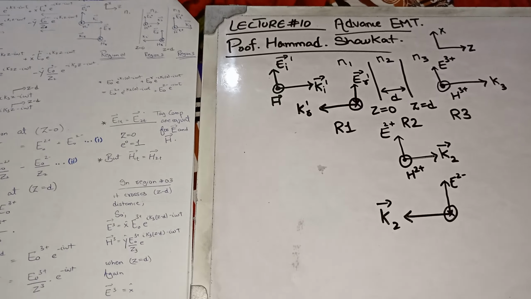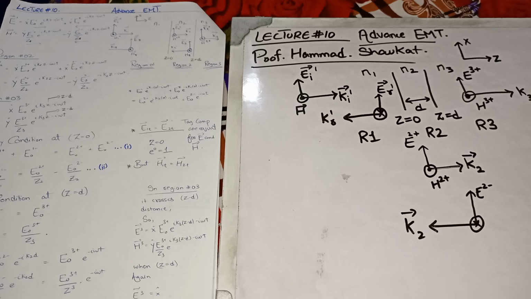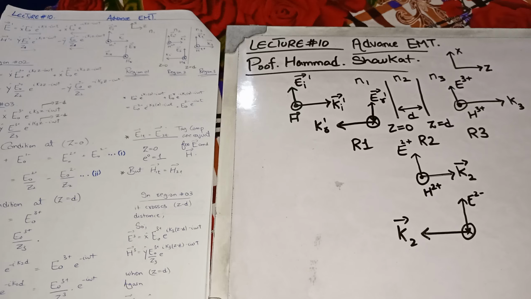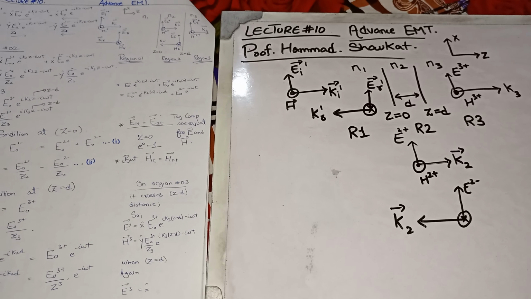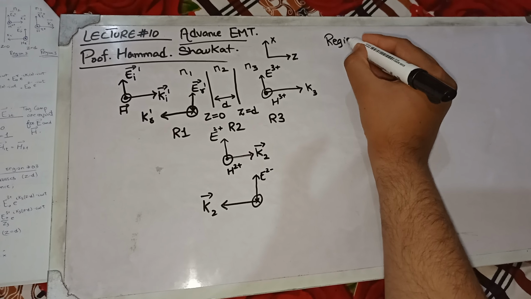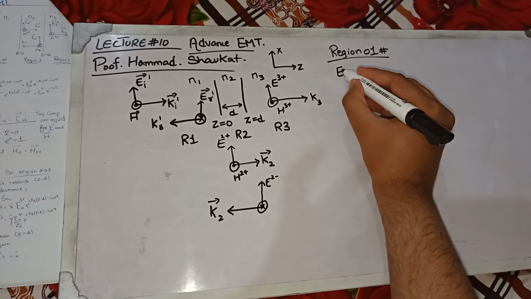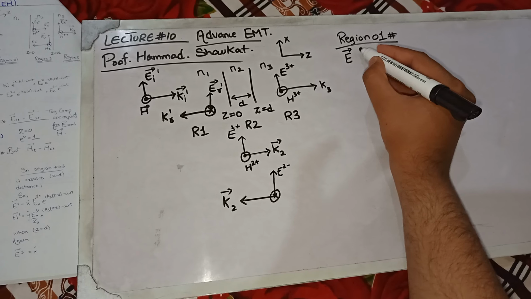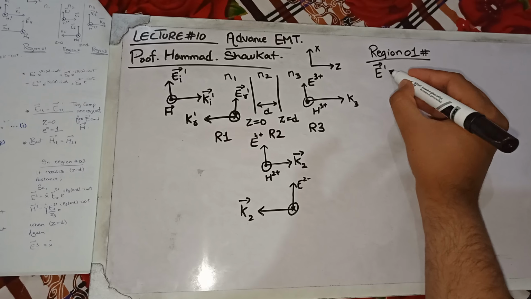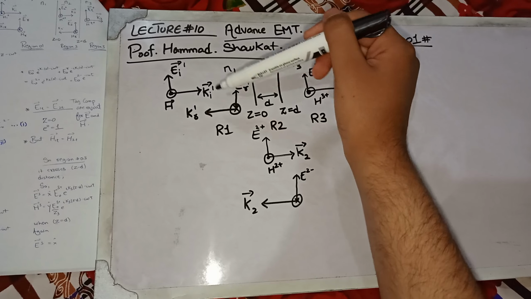Now what we have to do is make the electric field and magnetic field wave equations for these scenarios. So let us first do region 1. For region 1, what is the direction of the electric field? We can use E1, because we are in the first region. You can see in the first medium we have two waves, the incident wave and the reflected wave.